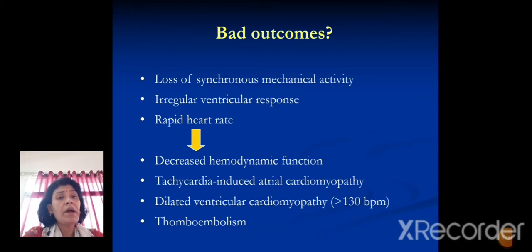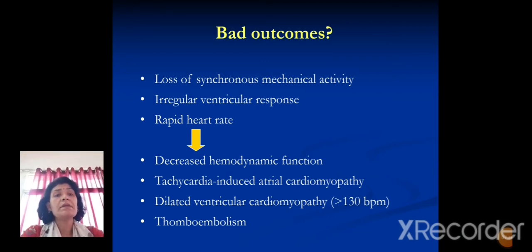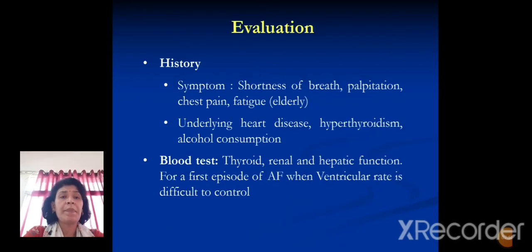Also ventricular cardiomyopathy can develop if the heart rate is more than 130 beats per minute persistently. And then because of the atrial dilatation, stagnation of the blood in the atrial chamber because of poor contractility, there can be formation of emboli, which can lead to thromboembolic episodes.